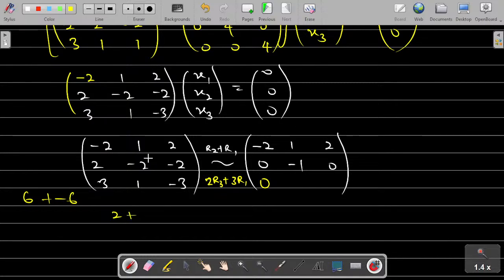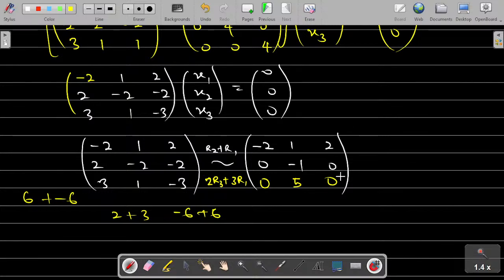Remember, we are adding, so this is going to become 3, right? And so you are going to get 5 here, and finally on the last one, you are going to multiply this by 2, which is minus 6. Then multiply this by 3, which is 6 itself. If you add, you will also get 0 here. Okay, so what will that give us?